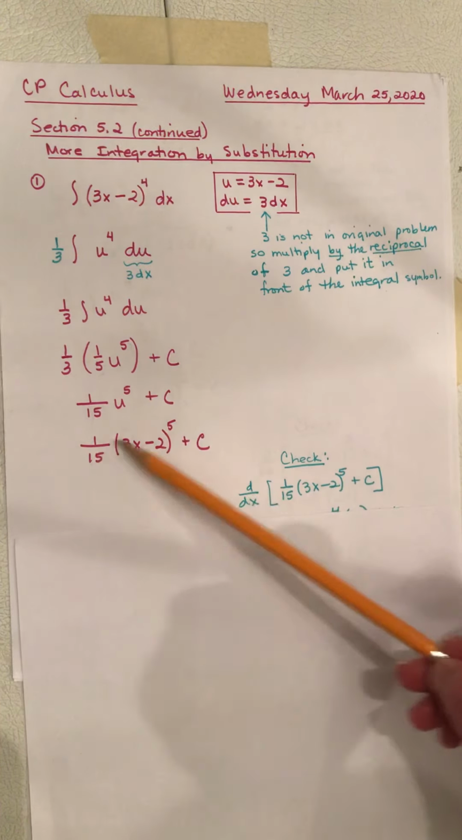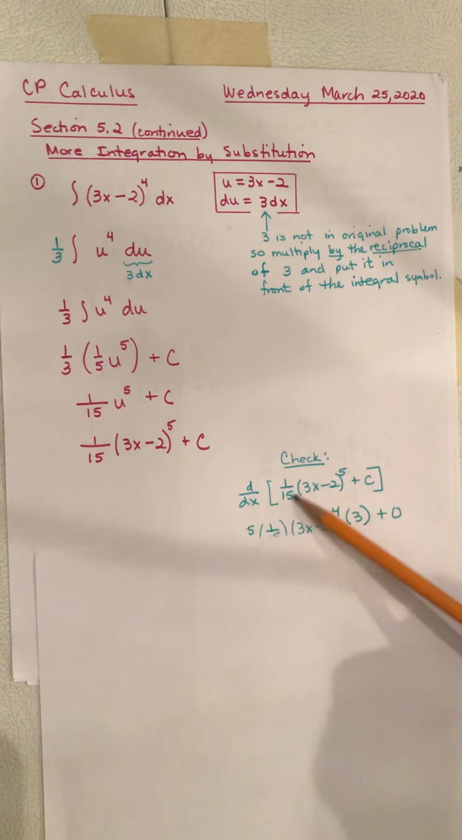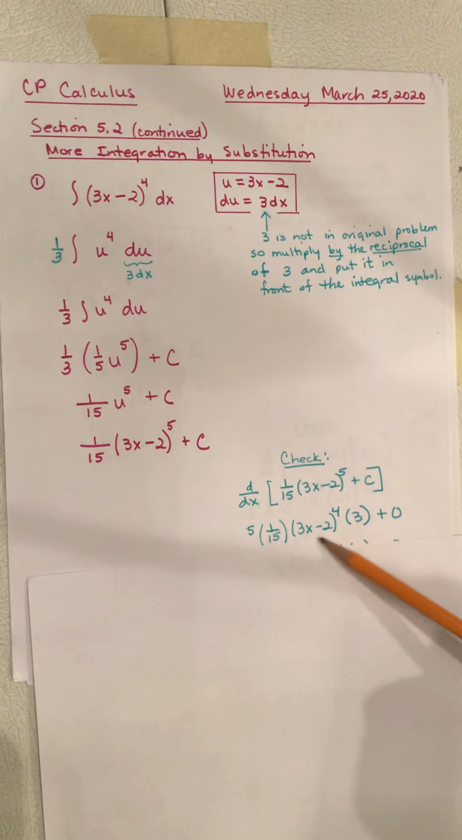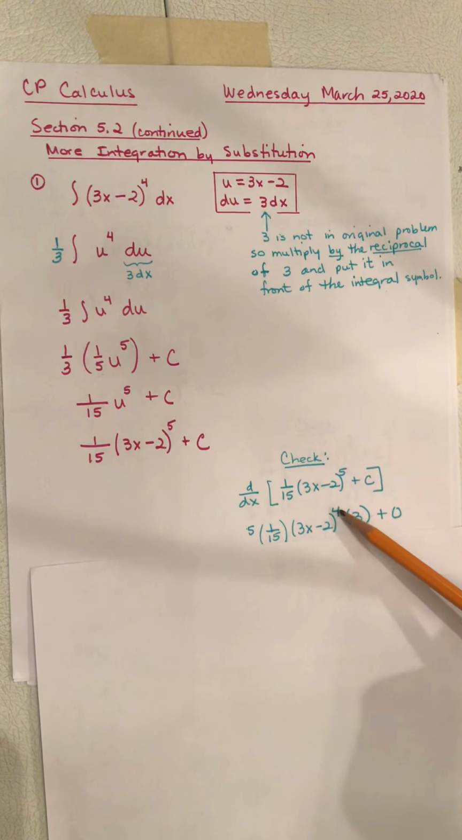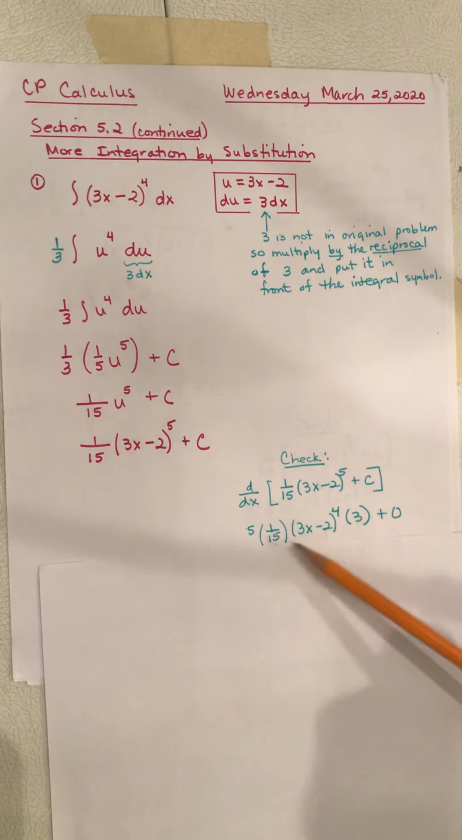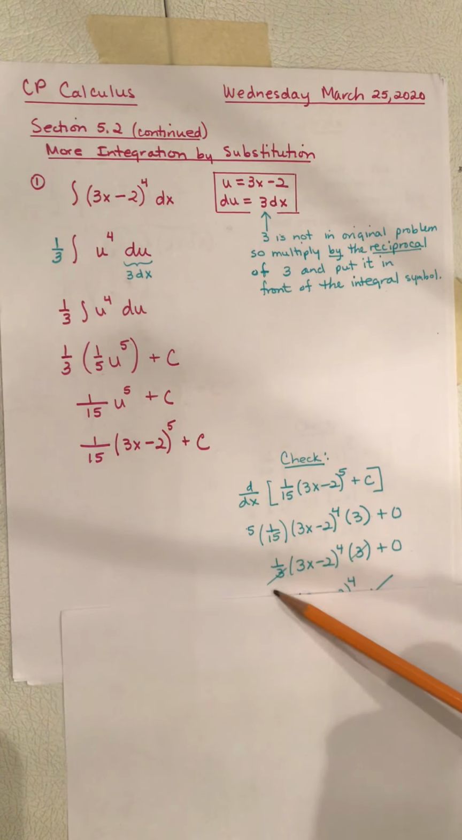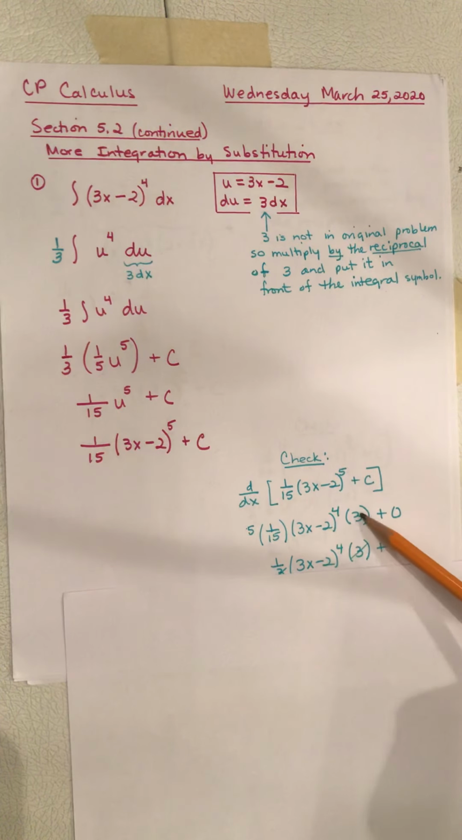The derivative of our answer. So now we're going to multiply 5 times 1/15. Keep the inside function the same, 3x minus 2. Subtract 1 from the exponent gives me 4. Take the derivative of the inside function, which is 3. Let's simplify that. 5/15 gives me 1/3. So we have 1/3 (3x minus 2) to the 4th power times 3.